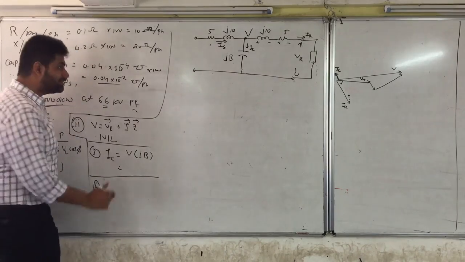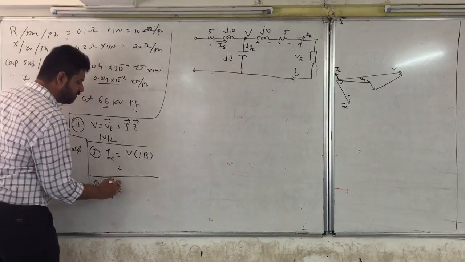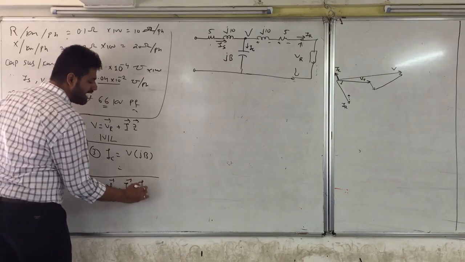And once I have got the value of current, the fourth thing that I have is IS, because it is equal to IC plus IR.